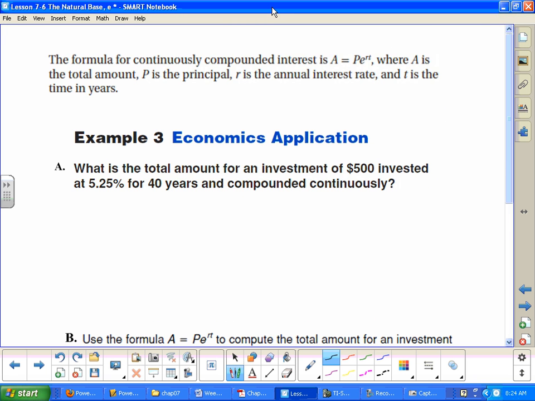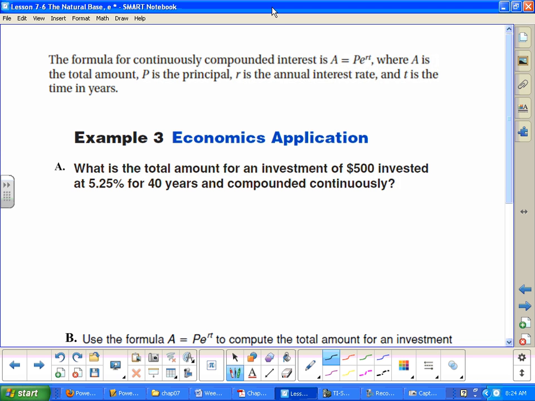Okay, the formula for continuously compounding interest is A equals Pe raised to the power of rt, which we call the PERT formula. Okay? And it's used whenever we're going to continuously compound interest. So this is what you really want your bank to do for you. If you're putting money in the bank, you want them to compound interest continuously. You don't want that quarterly or monthly stuff.